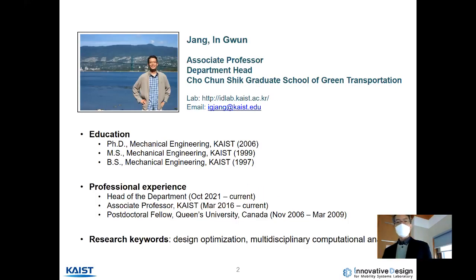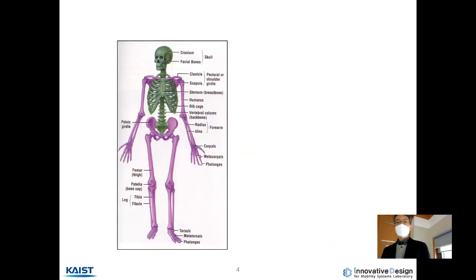Before presenting my materials, let me briefly introduce myself again. I got all my degrees from KAIST, and my research field can be categorized into two different fields: design optimization and multidisciplinary computational analysis. Here is the background for today's talk.